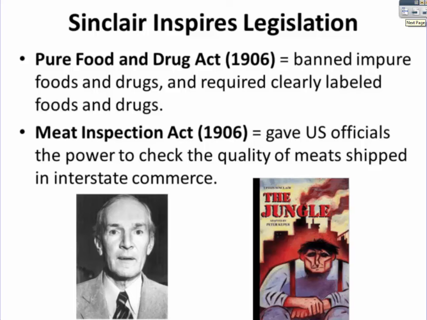Pure Food and Drug Act banned impure foods and drugs and required clearly labeled foods and drugs. And then the Meat Inspection Act gave U.S. officials the power to check the quality of meats shipped in interstate commerce. The FDA, the Food and Drug Administration, is created as a result of the Pure Food and Drug Act, and a agriculture department already existed, but a branch of the USDA is what eventually is formed because of the Meat Inspection Act.